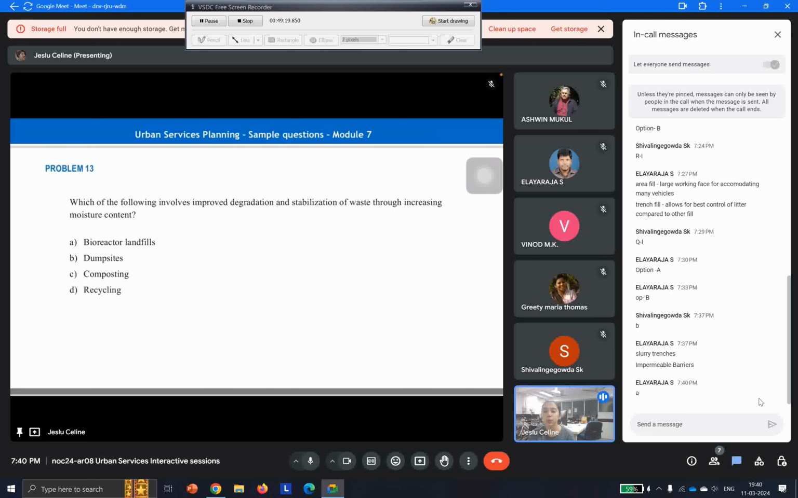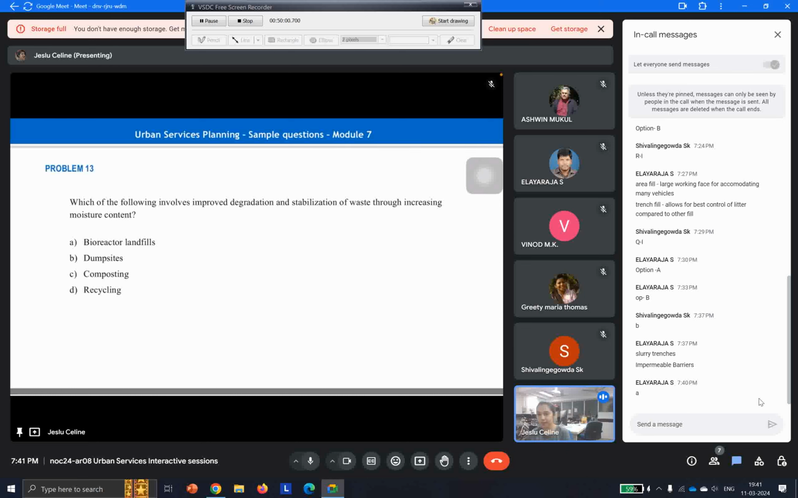Problem 13. Which of the following involves improved degradation and stabilization of waste through increasing moisture content? Option A, bioreactor landfills. B, dump sites. C, composting. D, recycling. So we discussed that moisture content in the waste in the landfill leads to leachate. So leachate needs to be properly channelized and taken away. Now we are talking about increasing the moisture content to treat the waste. In which of the following methods do we use this?